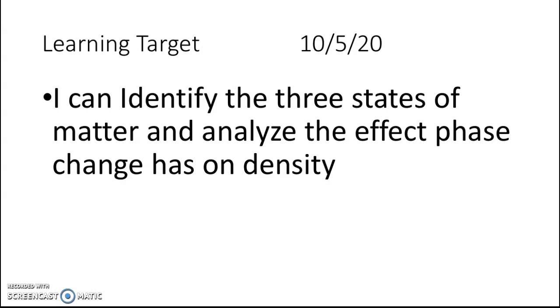So let's get started. Our learning target for today, which is October 5th, happy October month: I can identify the three states of matter and analyze the effect phase change has on density. We're really going to focus a little bit more on the three states of matter and the effects. Not going to focus that much on density, but we will talk about it.